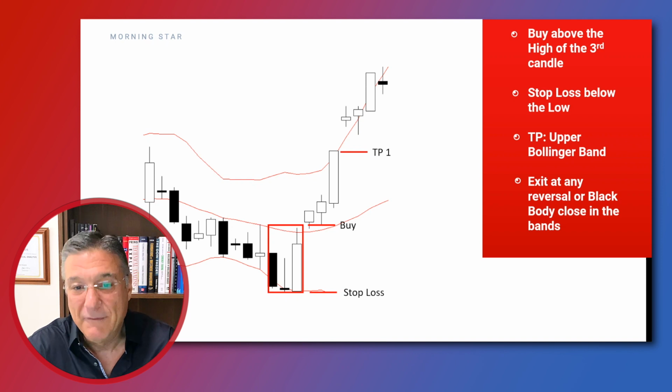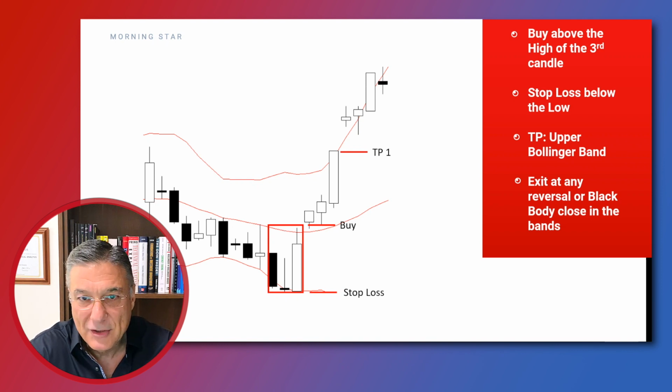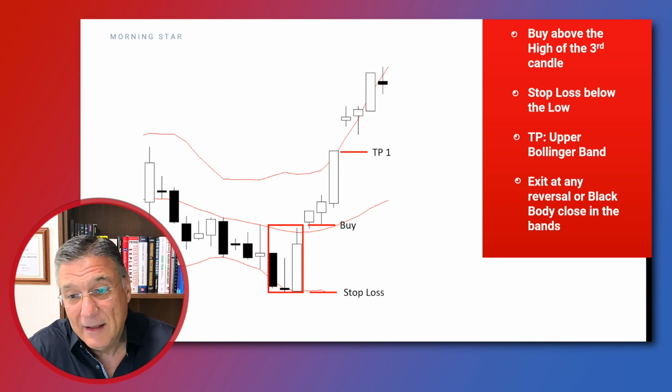Of course, any reversal in the opposite direction is a good excuse to exit the market. So once again, we take profit when prices touch the upper band, or on any reversal in the opposite direction, or on a close of a black body within the bands.